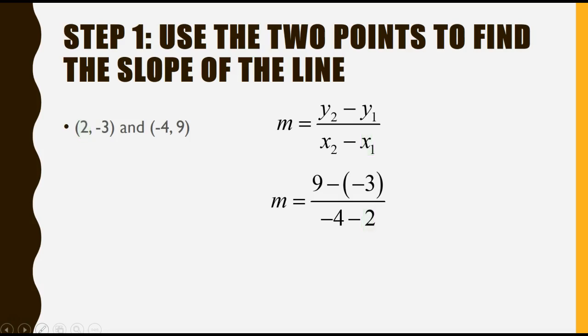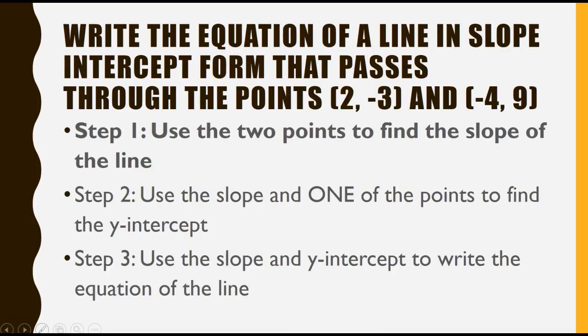So let's see if we can correctly calculate the slope. Always simplify your fraction, and we get a slope of -2. So our first step is done. We used the calculate slope formula to find a slope of -2.